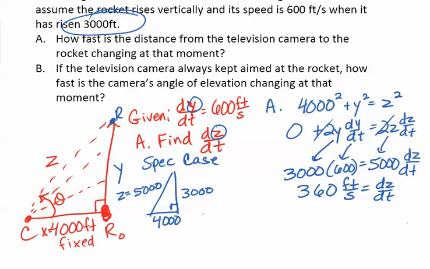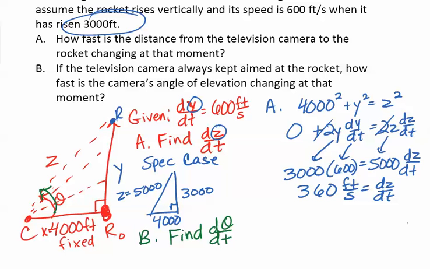Now for part B of this problem, let's think what's given and what we're looking for. We're still given the speed of the rocket, of course, but now in part B, we're looking for how the angle of elevation is changing. That's our angle theta. We've got to keep tipping the camera higher and higher to follow the rocket. So in part B, we're looking to find d theta/dt. How is the angle changing?